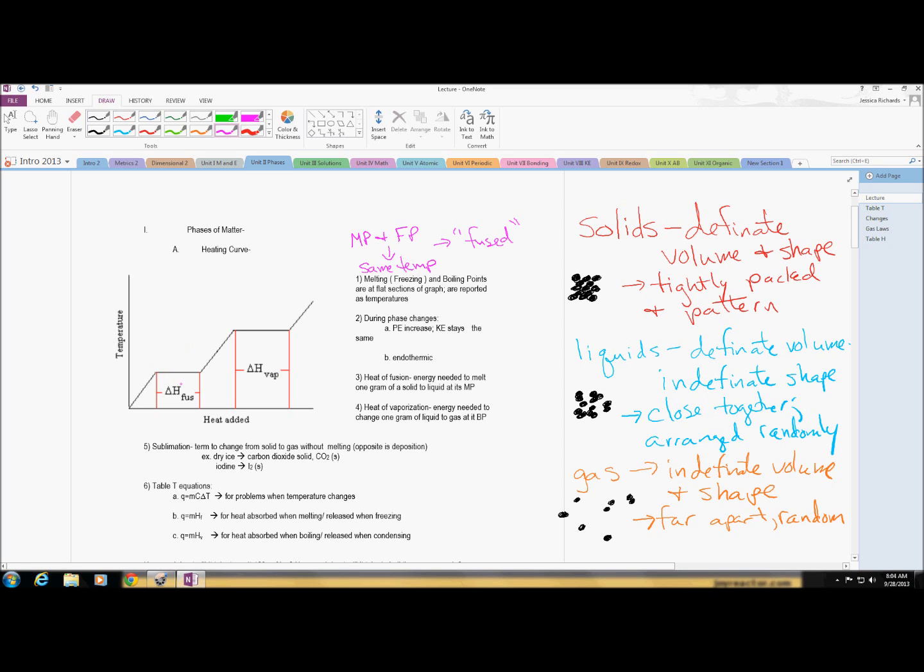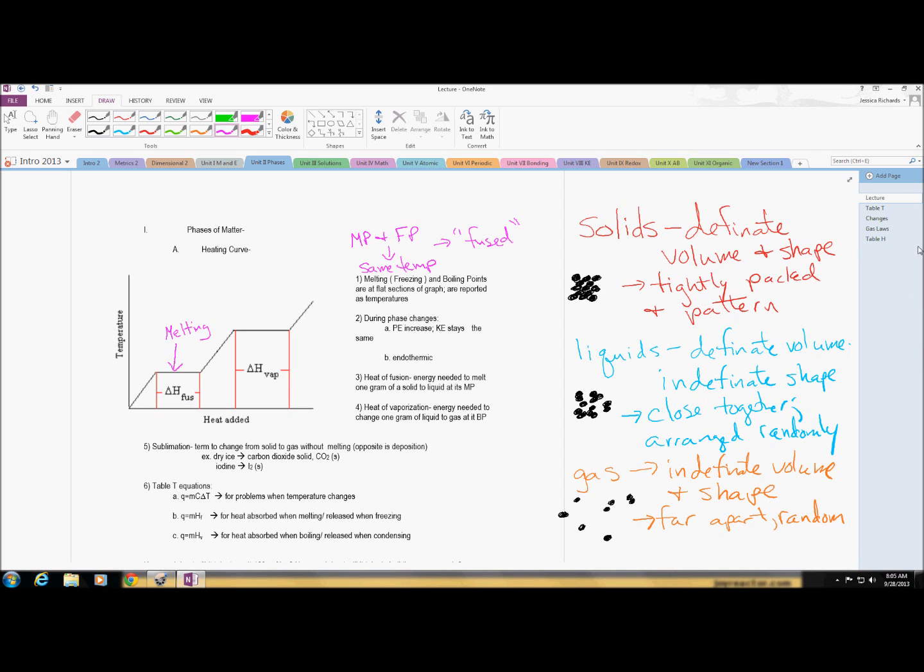And if you look on this graph right here, this flat spot is going to be our melting. As we're heating the substance, we're adding heat, so it's going to melt as we go from left to right. Heat's being added left to right. They have a little delta H fuse underneath here. That is for the heat of fusion.